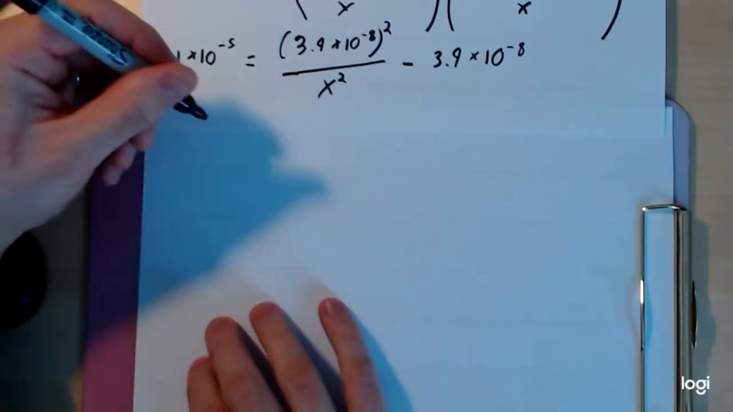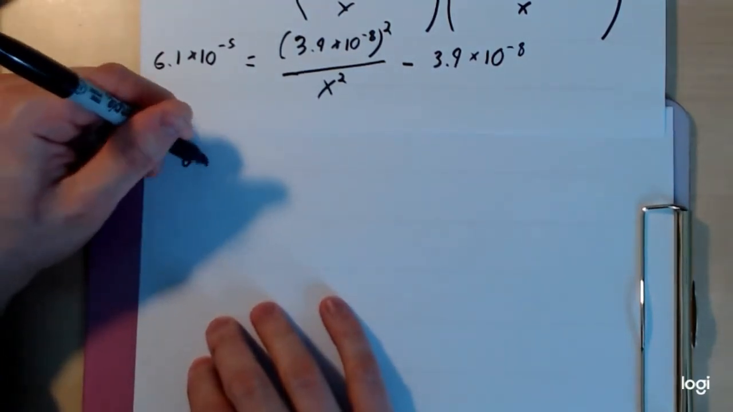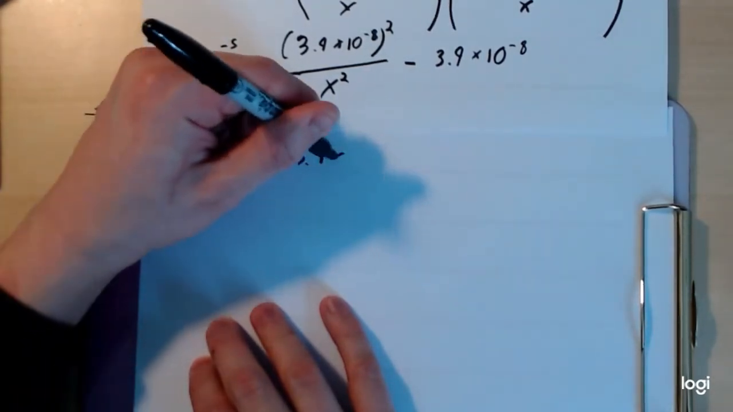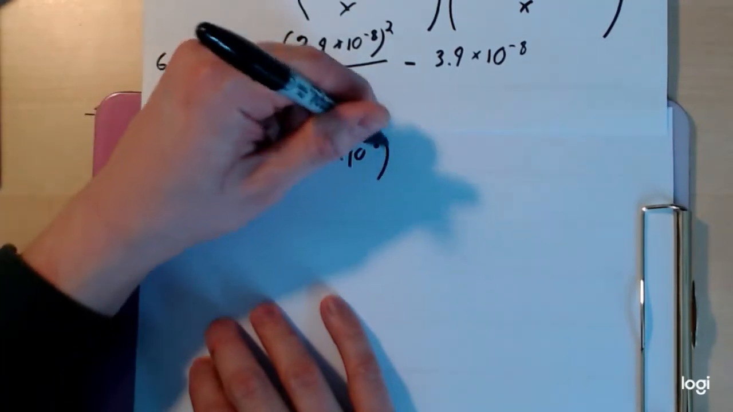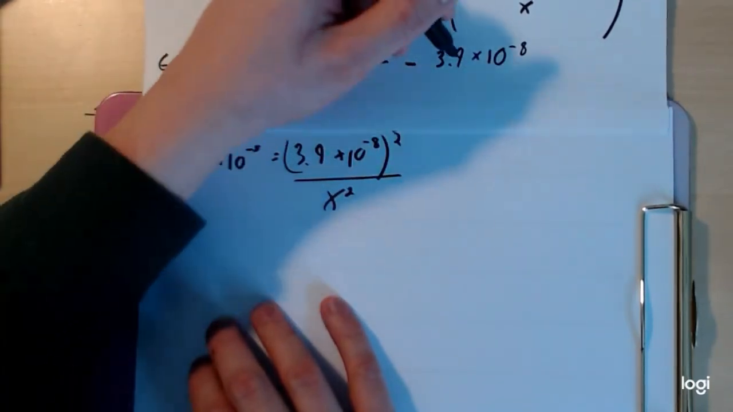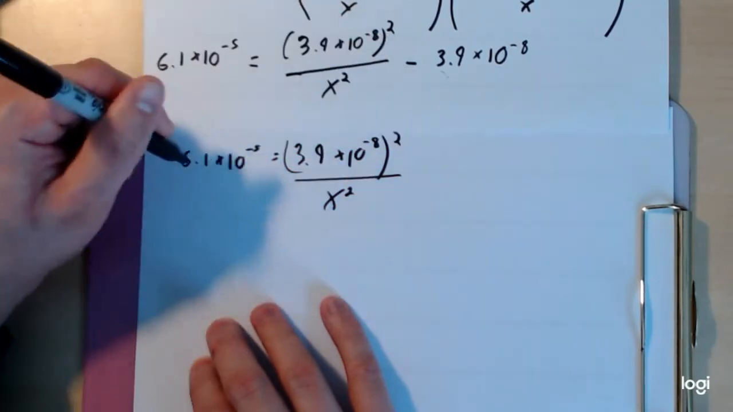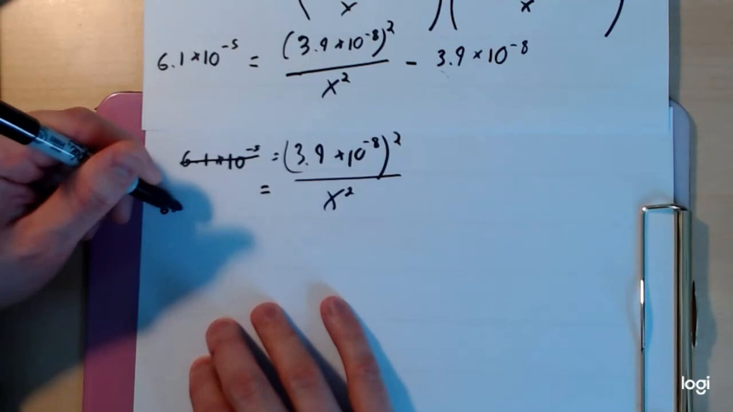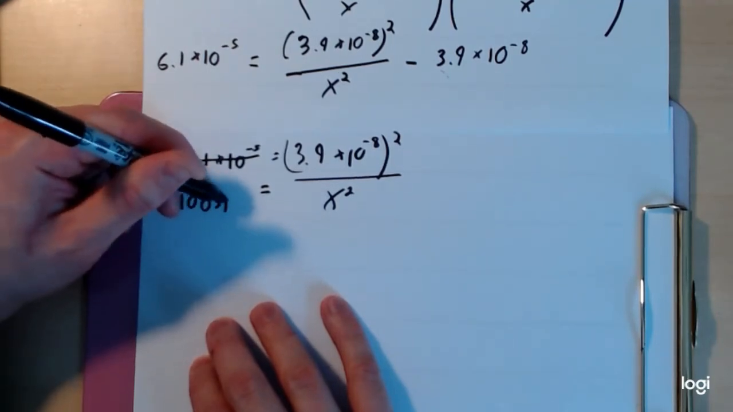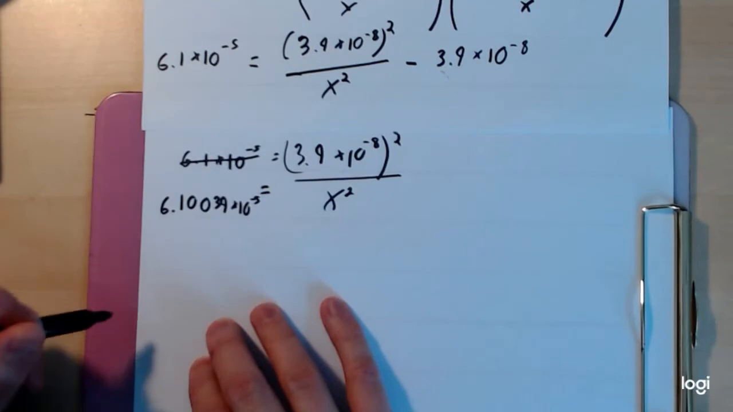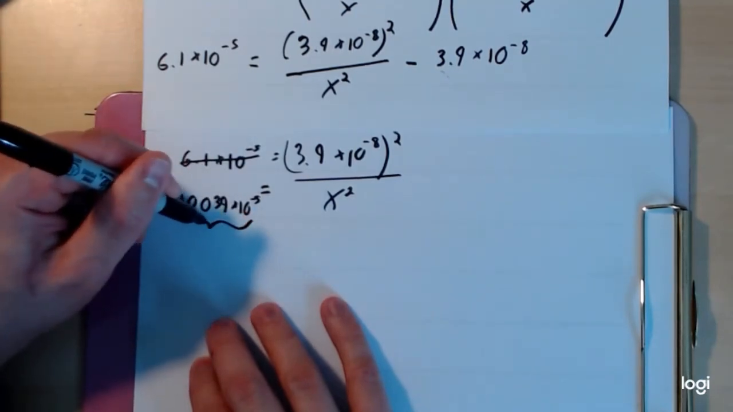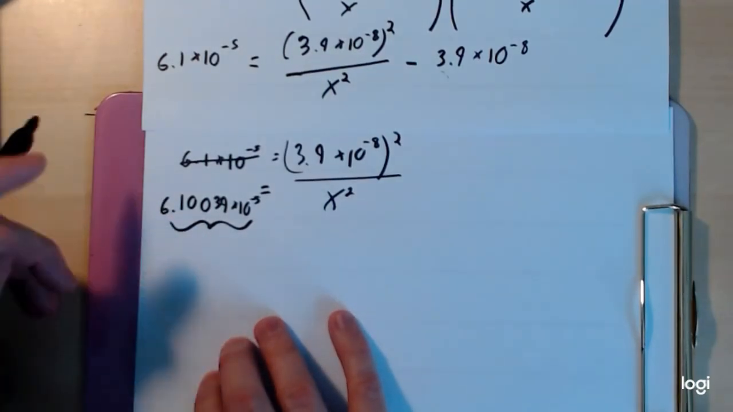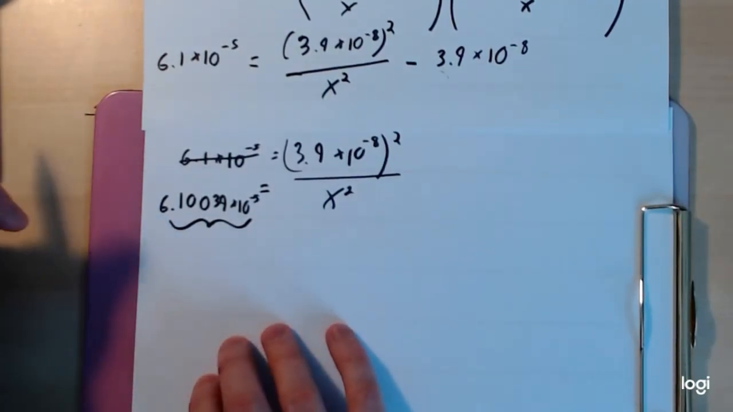Let's pick back up solving this. We have 6.1 times 10 to the negative 5 equals 3.9 times 10 to the negative 8 squared over x squared. Then we can just subtract this right here, and this makes this quantity 6.10039 times 10 to the negative 5. And it's kind of silly to subtract that because these numbers didn't start off that accurate to begin with. But just for the sake of completeness, we can go ahead and do this for this exercise.